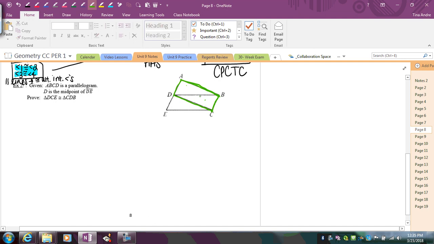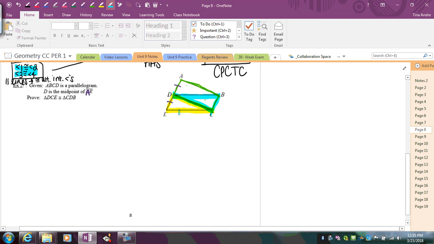So there's different properties we can use. We also have that D is the midpoint of DE, which doesn't make sense. This is supposed to say AE, so let's just fix that. So D is the midpoint of AE, so that means these two parts are congruent. And our end goal is to prove triangle DCE. So let me highlight these, DCE. So this triangle, I want to prove that that triangle is congruent to CDB. I'm trying to prove those two triangles.